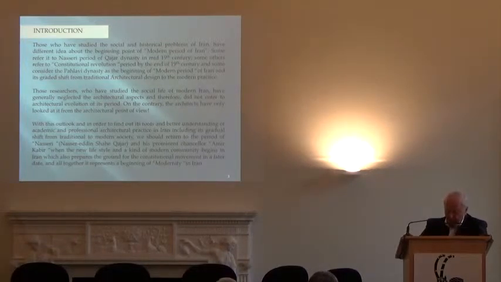With this outlook, and in order to find out its roots and better understand academic and professional architectural practice in Iran, including its gradual shift from traditional to modern society, we should return to the period of Nasiruddin Shah Qajar and his prominent chancellor Amir Kabir, when the new lifestyle and the kind of modern community begins in Iran, which also prepares the ground for the constitutional movement at a later date, and altogether it represents the beginning of modernity in Iran.